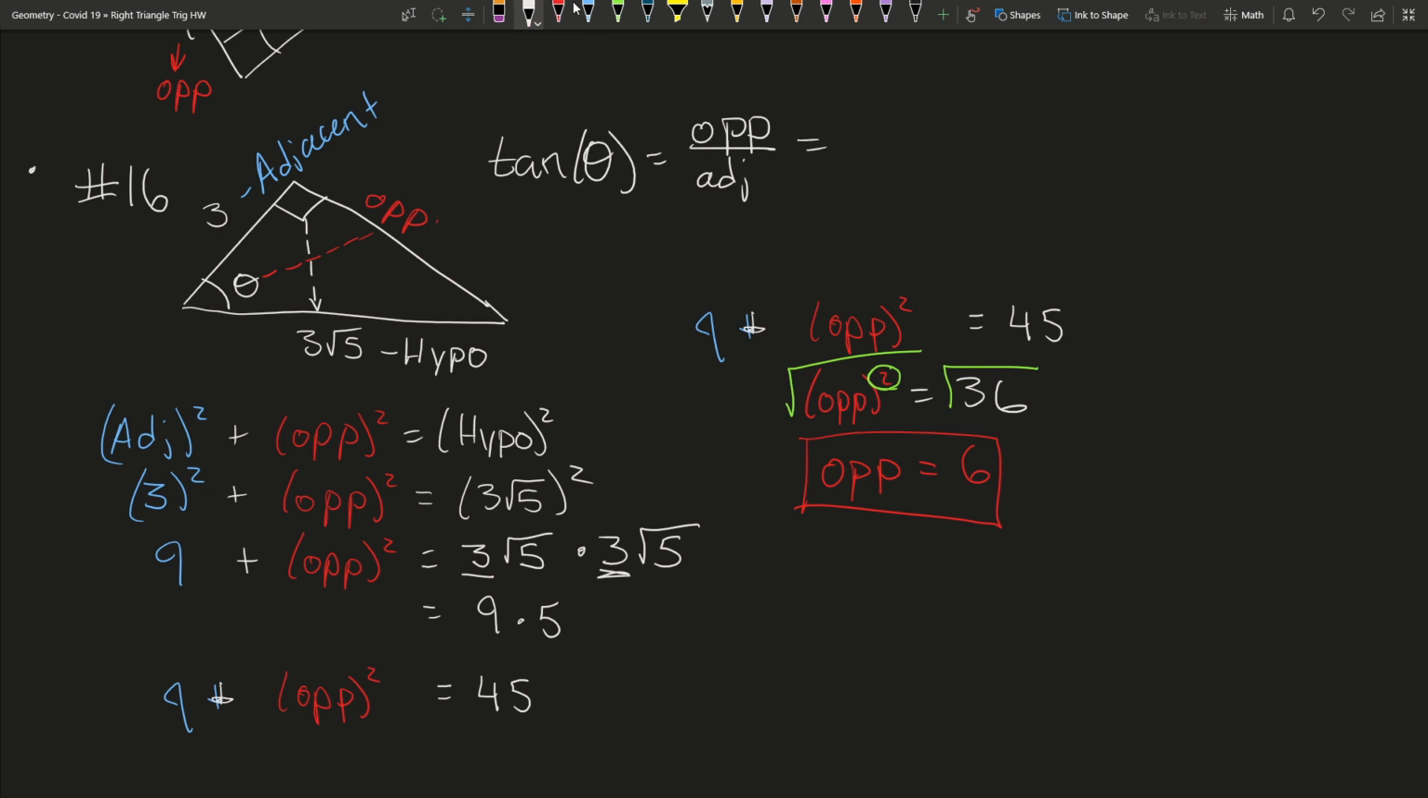So now we can substitute into our trig function, where the opposite side is 6 and the adjacent side is 3. So 6 over 3, which is just equal to 2. Questions about number 16?